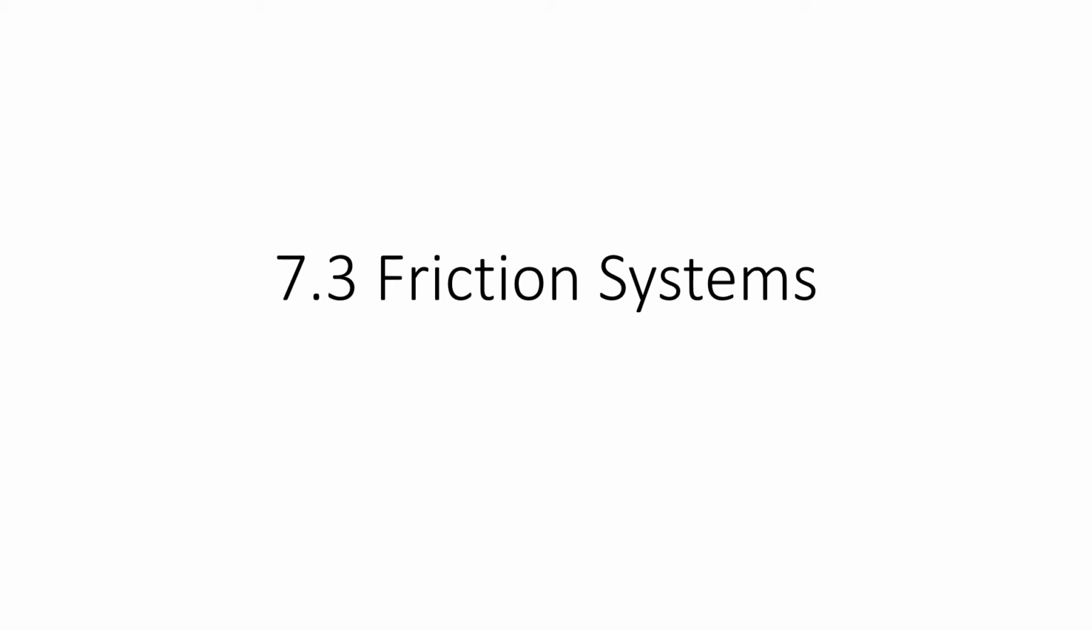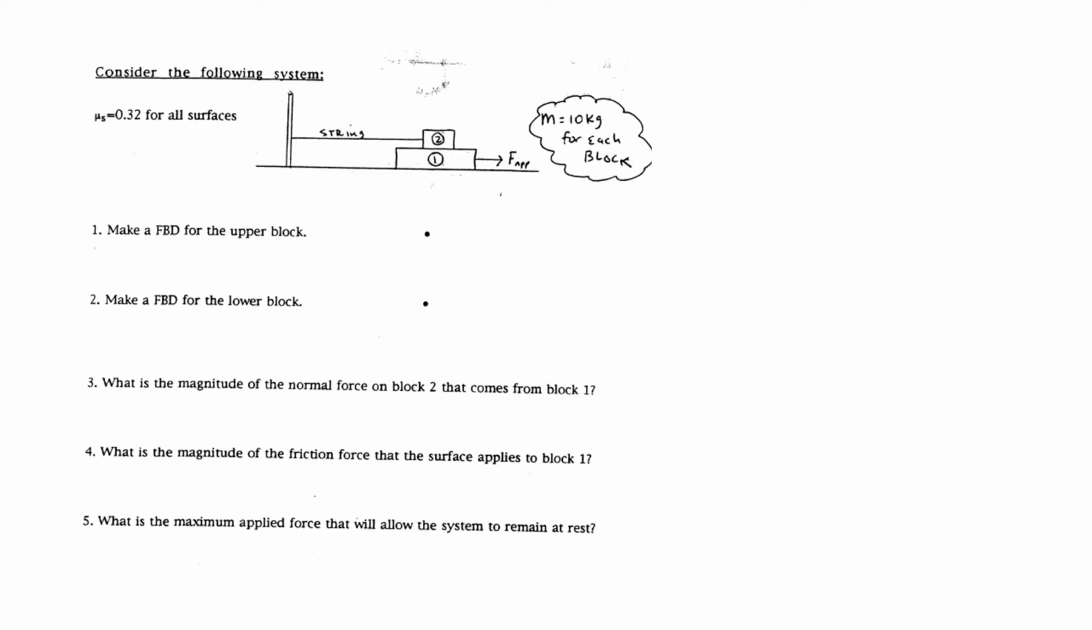Okay. So what we're going to work on today is friction system. It's just some more practice, but maybe with a little bit more intricate workings. You'll see in a second. Like this. So we've got a mu of static friction is 0.32 for all surfaces, and both of these blocks are 10 kilograms. So make a free body diagram for the upper block and make a free body diagram for the lower block. Okay, so here's the upper block, not drawn to scale.